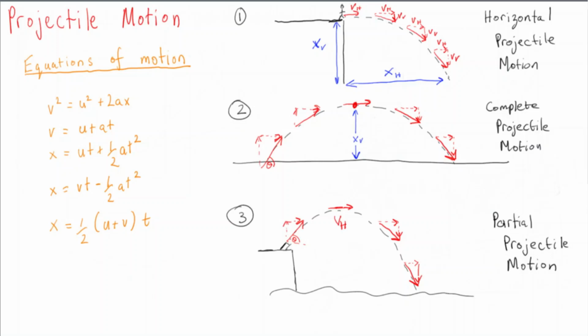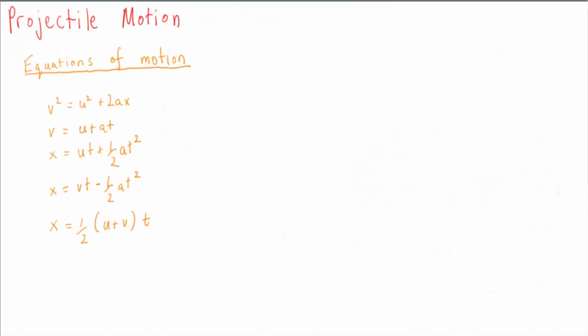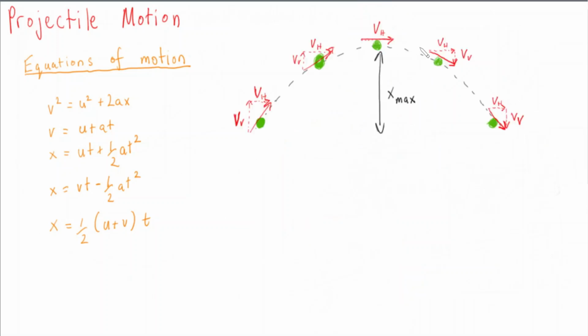I thought it might be better if I broke this topic into different videos so we could cover each scenario that I mentioned in the last video. So in this video, we'll take a look at the second type of problem that we commonly see, which is something I like to refer to as the complete projectile motion scenario, where an object starts and finishes at the same level.